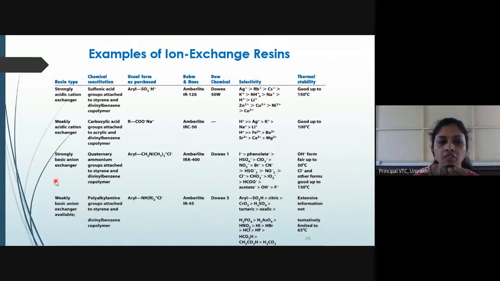A weakly basic anion exchanger has an amine, an NH2 group, and is selective for this kind of ions. It can withstand up to 65 degrees centigrade. If it is attached with a styrene and divinyl benzene copolymer, then it can withstand up to 65 degrees centigrade. So that is about ion exchange resins.